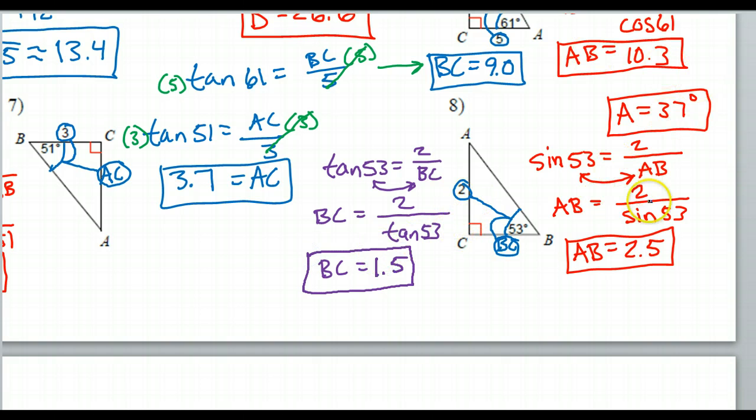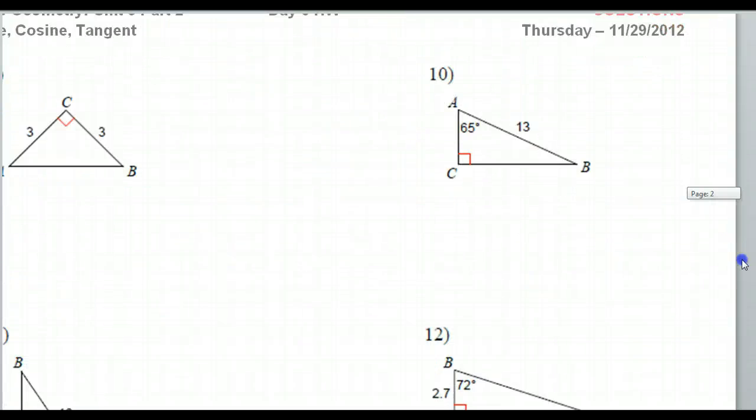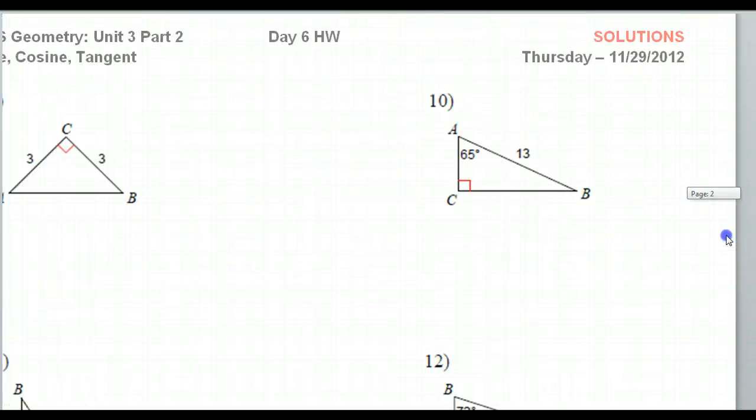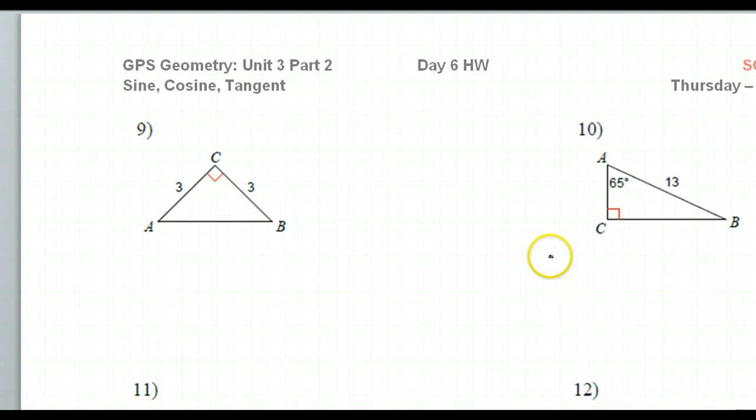By the way, all this work that I'm showing is mandatory. If you're missing any of these steps, you're going to be losing points. Okay, this is kind of a long homework assignment. Number 9.